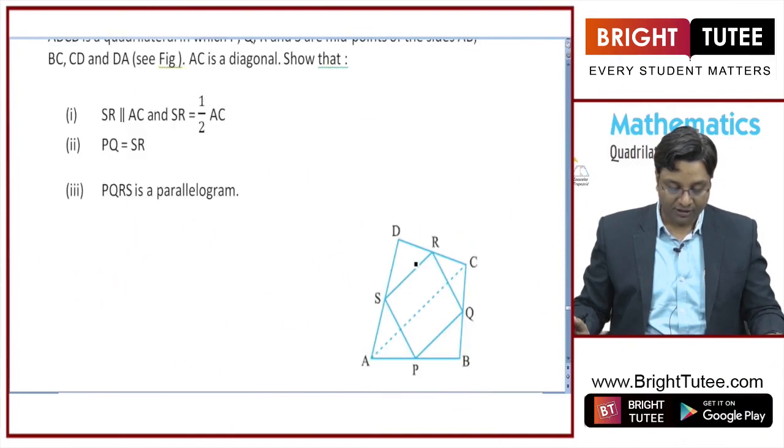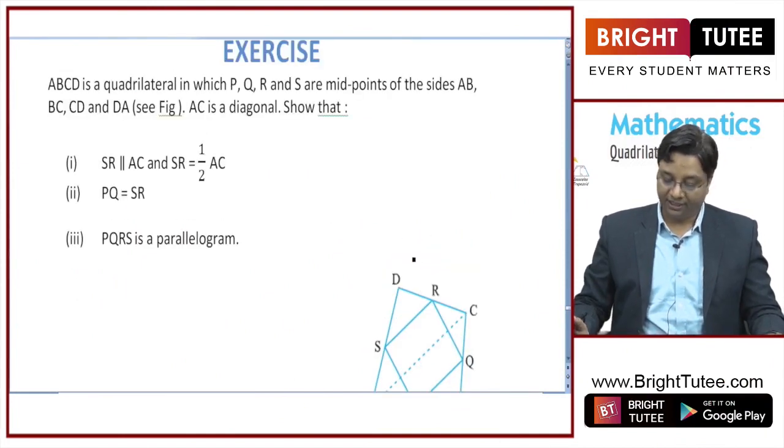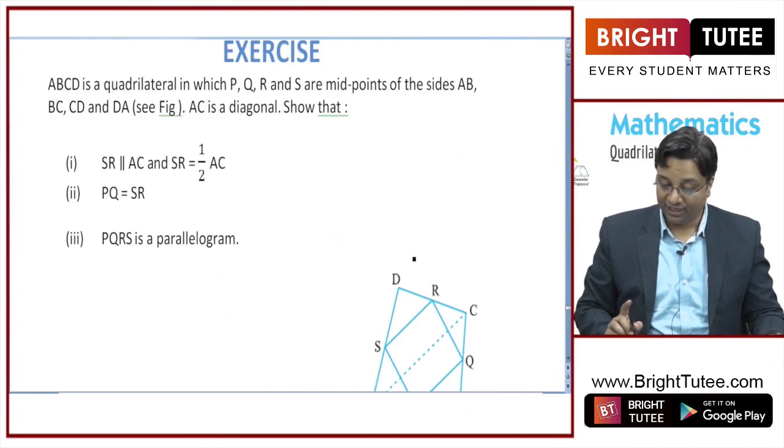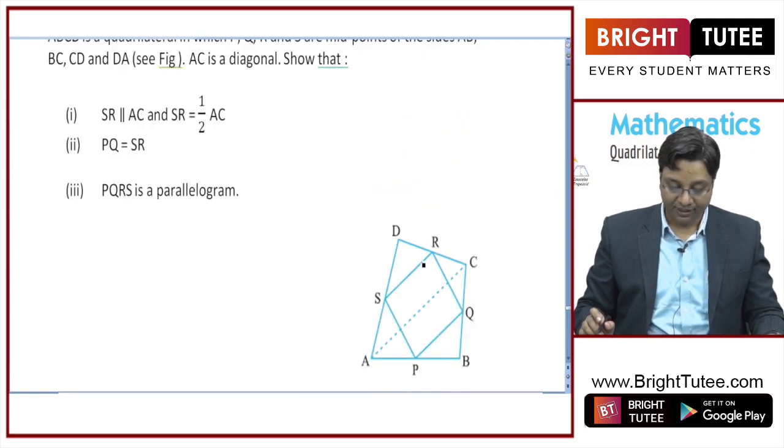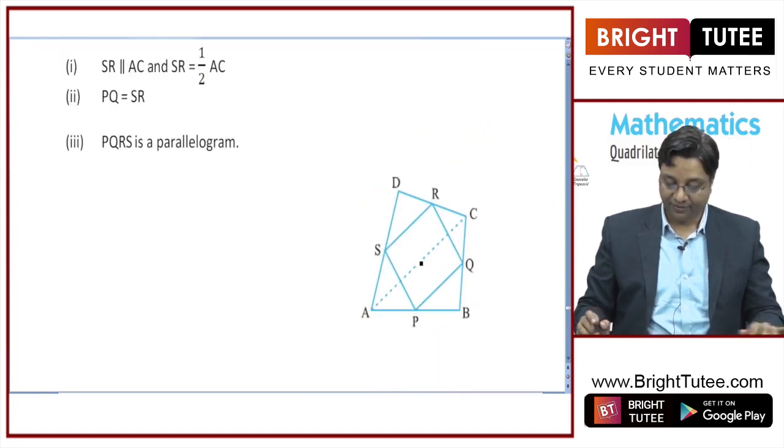Let's move to these questions. ABCD is a quadrilateral in which P, Q, R, S are midpoints of sides AB, BC, CD and DA. AC is a diagonal. Show that SR is parallel to AC.